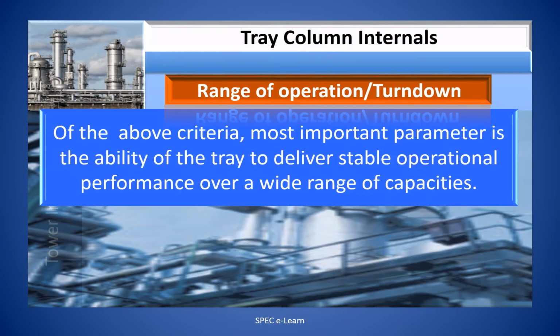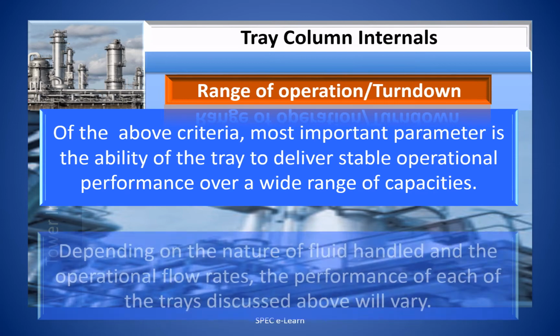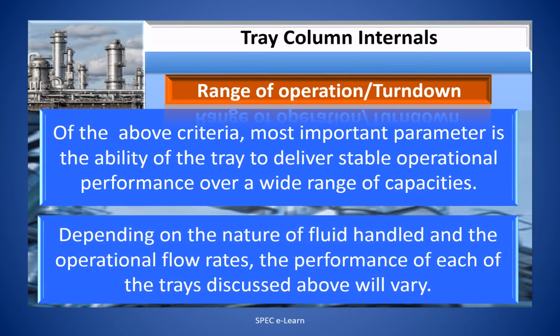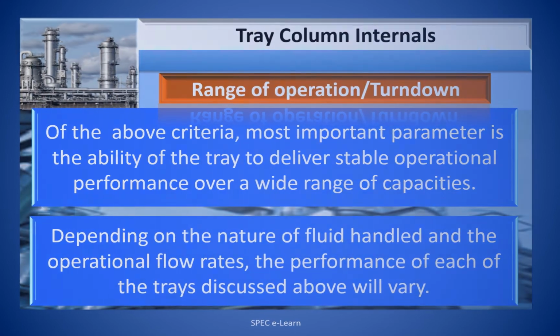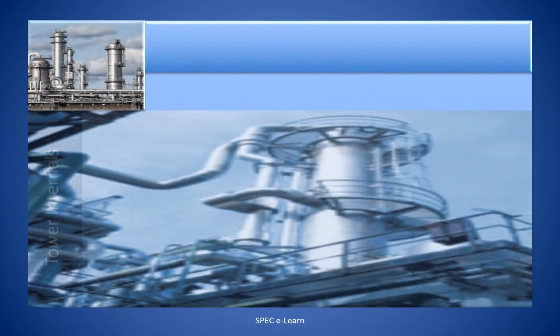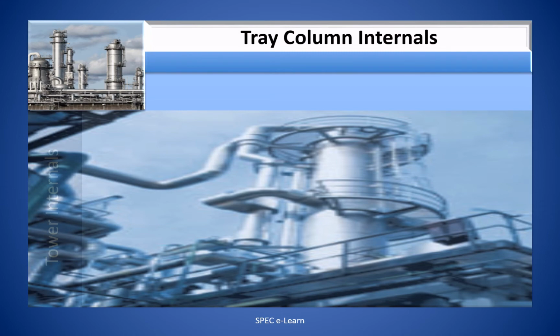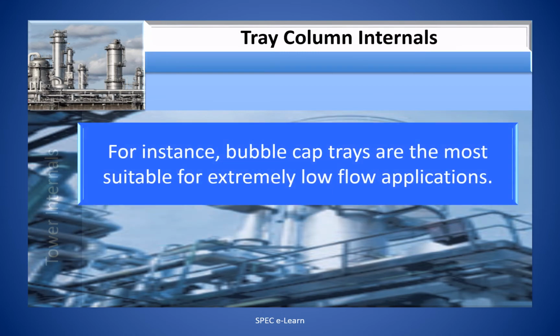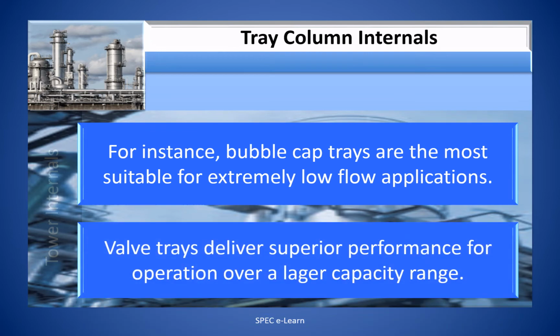Range of operation or stand down. Of the above criteria, the most important parameter is the ability of the tray to deliver stable operational performance over a wide range of capacities. Depending on the nature of the fluid handled and the operational flow rates, the performance of each of the trays discussed above will vary. For instance, bubble cap trays are the most suitable for extremely low flow applications. Valve trays deliver superior performance for operation over a large capacity range.